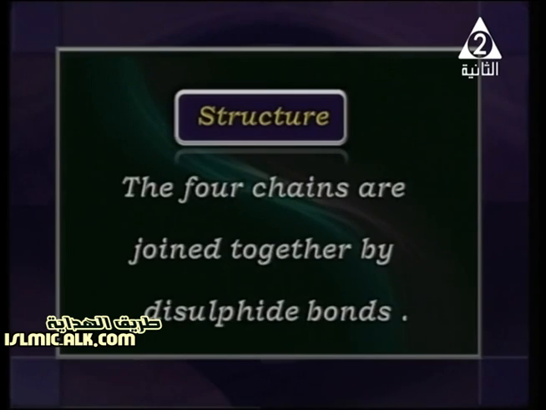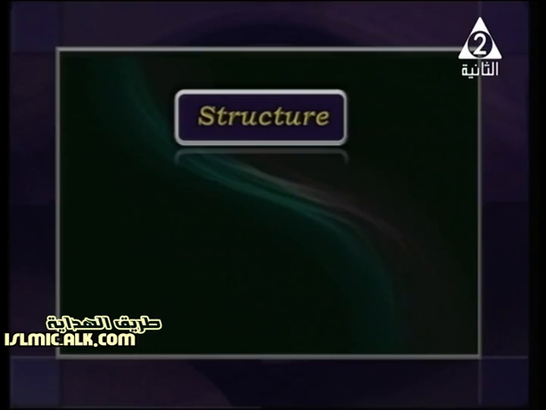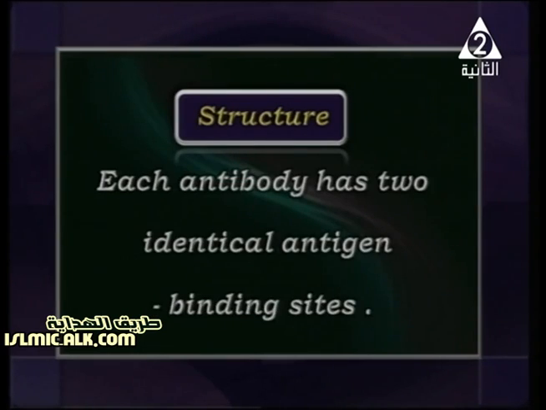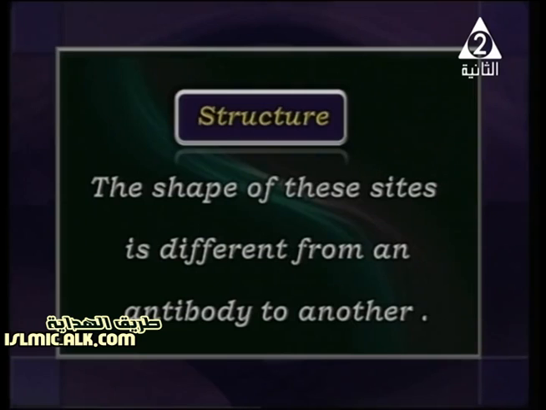The four chains are joined together by disulfide bonds. And after that, each antibody has two identical antigen binding sites. The shape of this site is different from one antibody to another, so it doesn't have a fixed shape. It changes from one antibody to another.